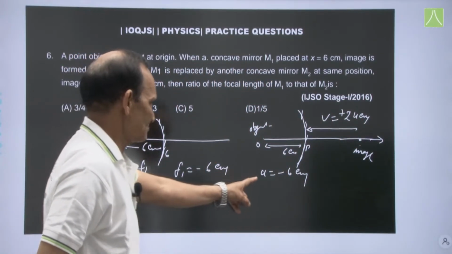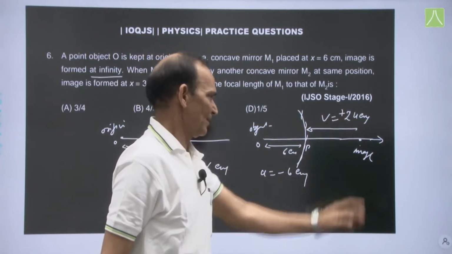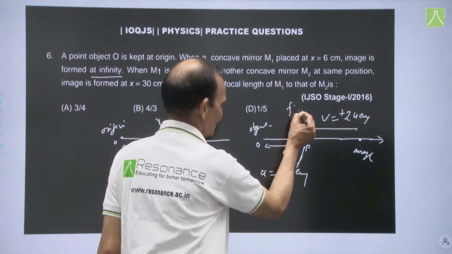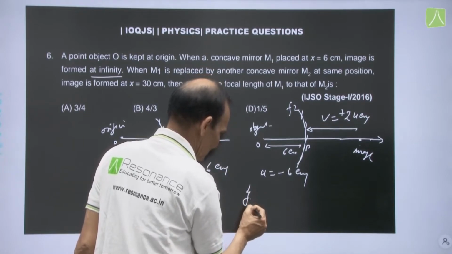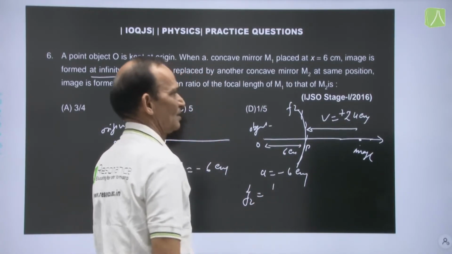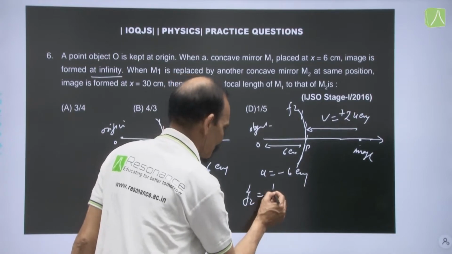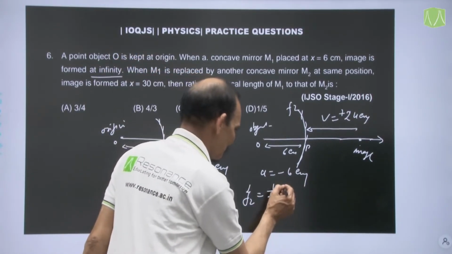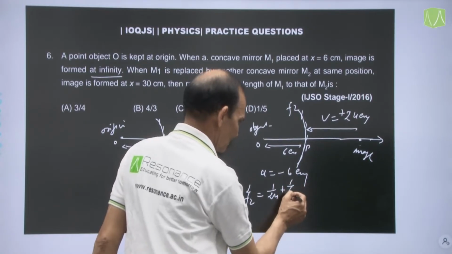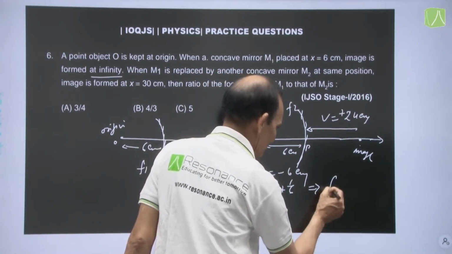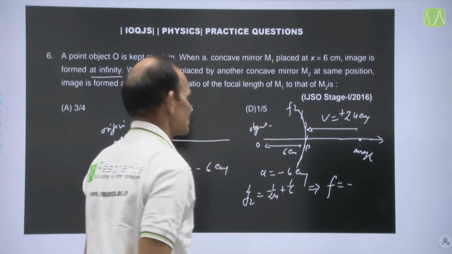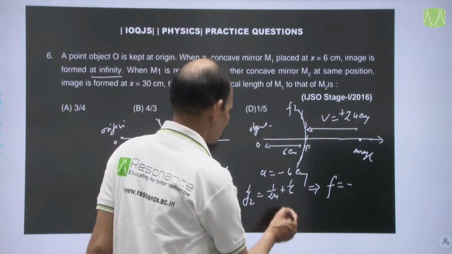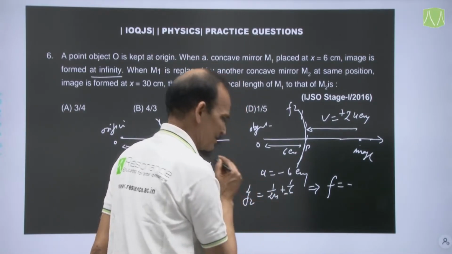Now u is minus 6, v is plus 24, you have to find the value of the focal length, suppose f2. So 1 upon f2 will be equal to 1 upon v, 1 upon 24, minus 1 upon 6, plus 1 upon 6. We can calculate what f2 is equal to. Is it clear?